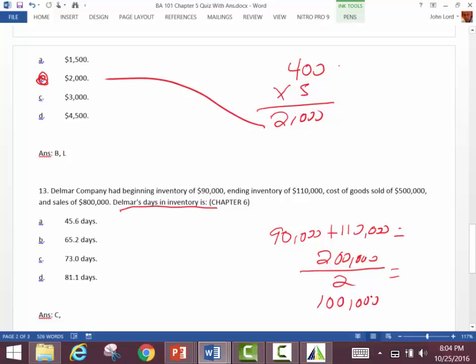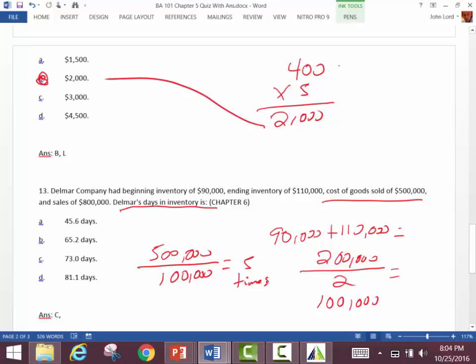Okay, and so then what? Once we've got the 100,000, what do you want me to do with that? Good. We're going to divide the cost of goods sold, 500,000, by 100,000. That means this company turned over their inventory how many times? 5 times, right? This is a little clearer now about this turnover.